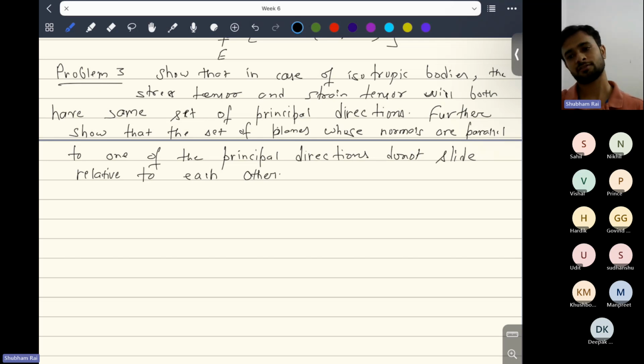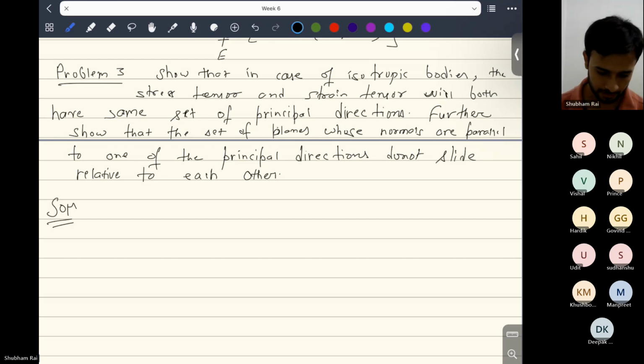But since shear strain will not be there on the planes whose normals are parallel to one of the principal directions, there is no shear strain, so there will not be sliding. So essentially, we need to only show the first part. So let me do the solution. It's kind of an eigenvalue problem.